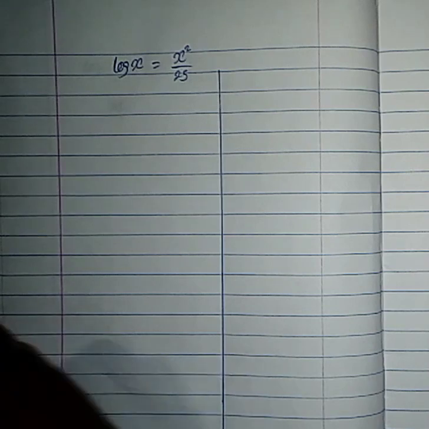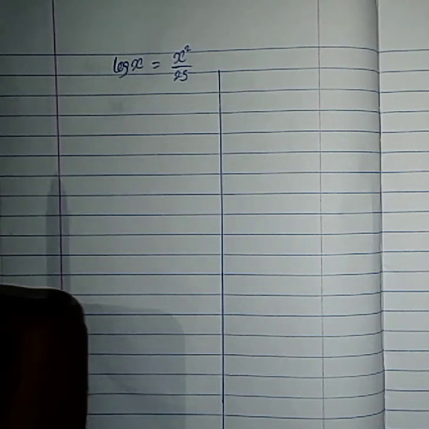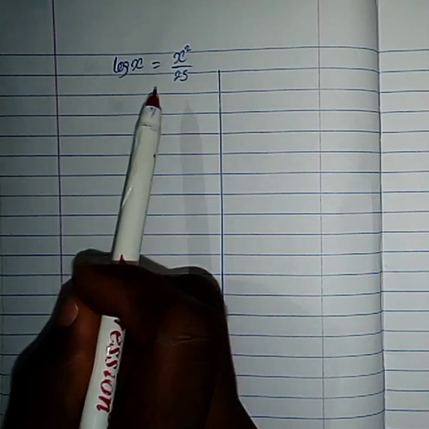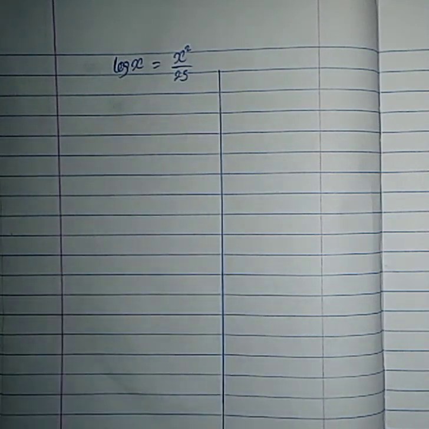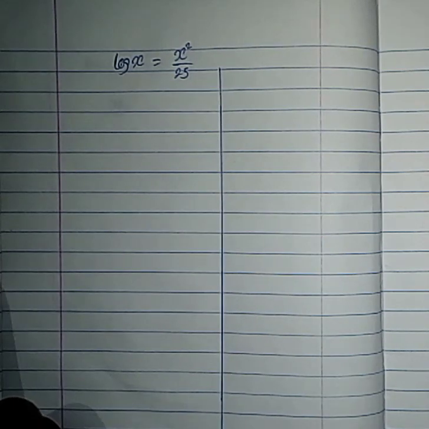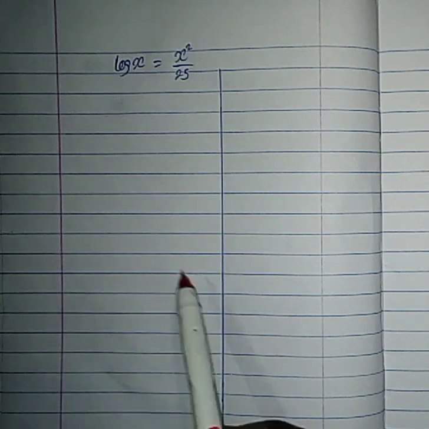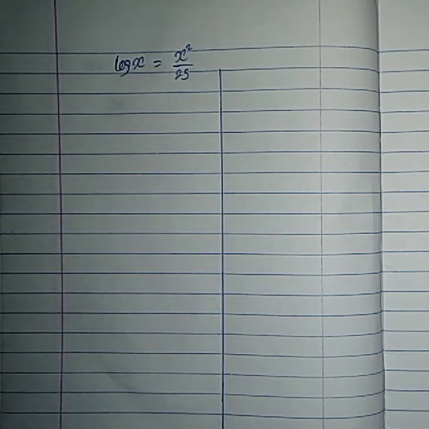Okay, with us here we have a logarithm question. It says log x equals x squared over 25. This is kind of hard to solve algebraically. It is even not possible. So there is a method that is called the Lambert W function. We can actually use that to solve this equation.